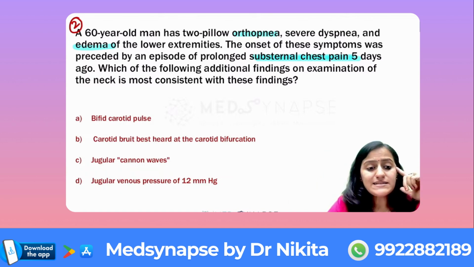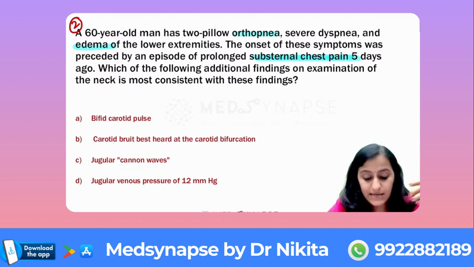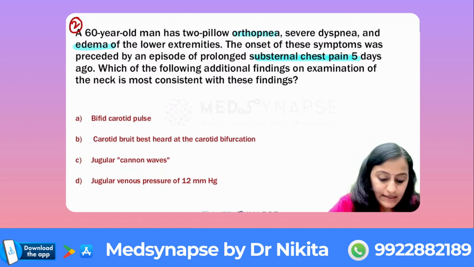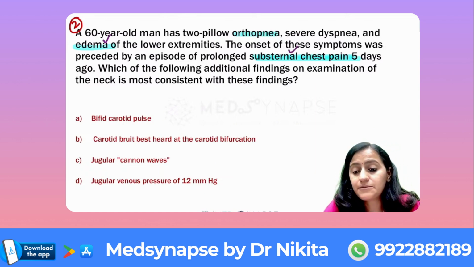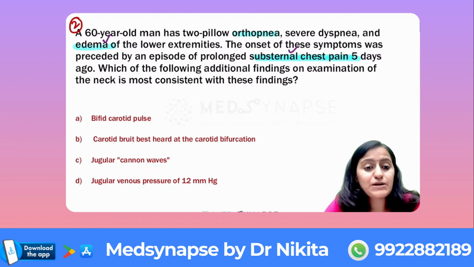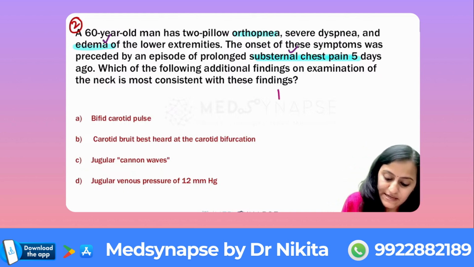So tell me, what is the diagnosis here in this case, guys? When there's orthopnea, right, there is pedal edema, edema of the lower extremities, then there was substernal chest pain, angina, MI. So what are you thinking of? What is the diagnosis in this case that you are thinking of? Very good, Dipanshu. Absolutely right. So basically, you are thinking of heart failure.